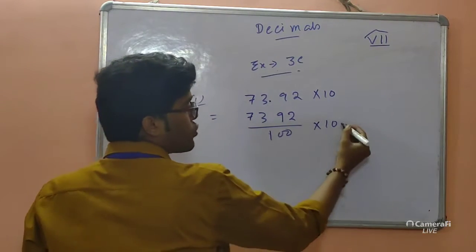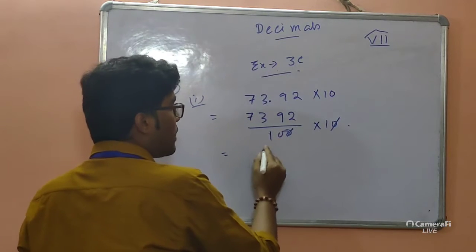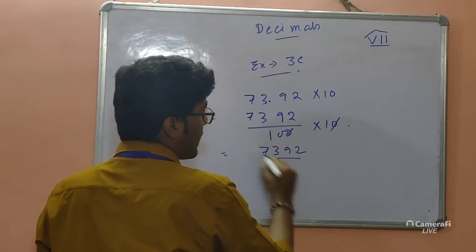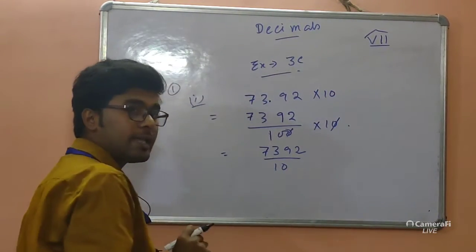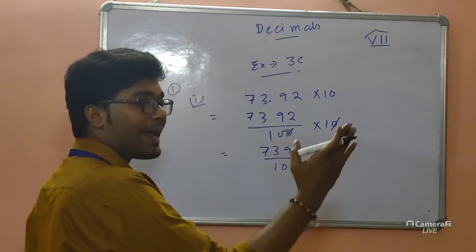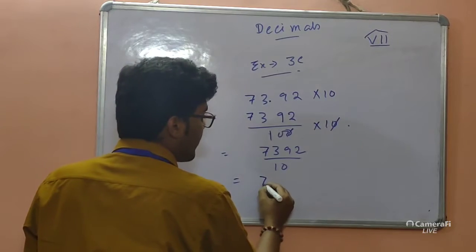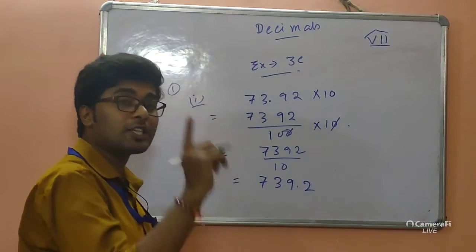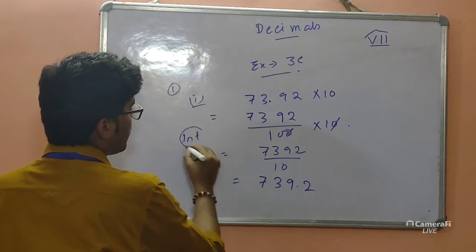Second step, cut down. So here 0 0 cut down. If 1 0 is cut down, 1 0 remains. So we have 73.92 divided by 10. Clear? Since it is divided by 10, 1 0 is there. Therefore from the right, after one place we give the point. So it becomes 739.2. That is your first way to solve.